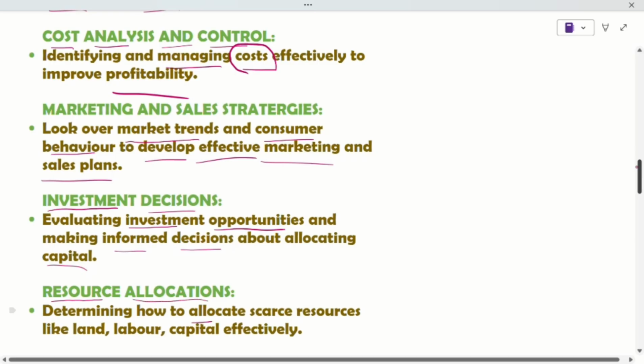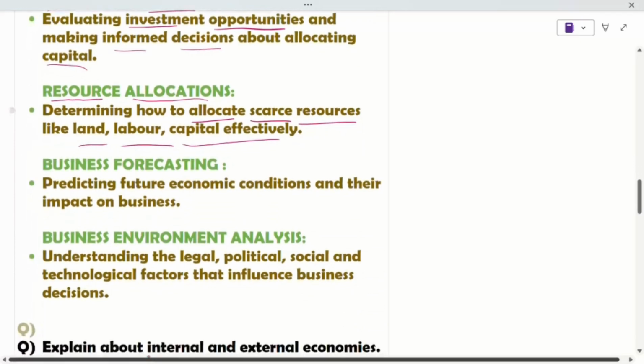Next thing is resource allocation. It is used to determine how to allocate scarce resources effectively. What do you mean by scarce resources? It's land. Next thing is labor, capital.